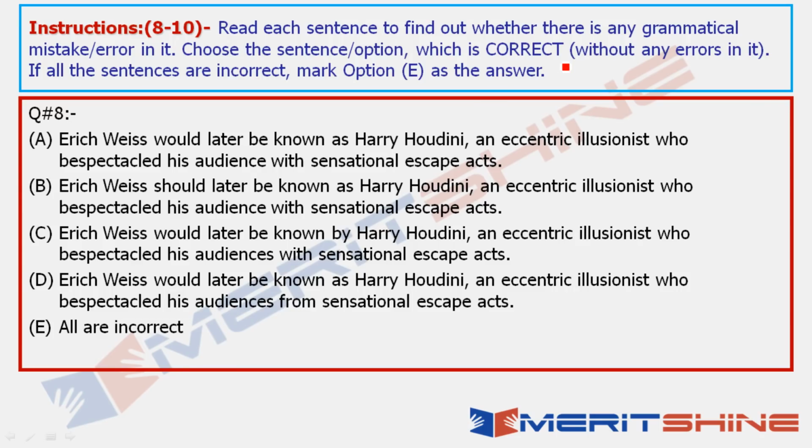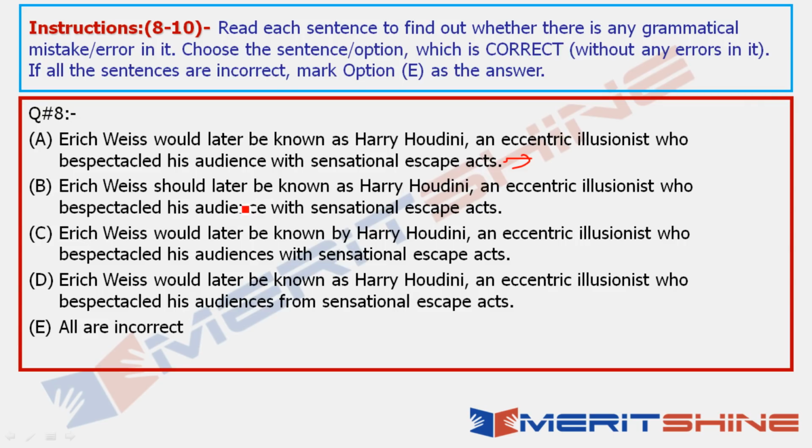So question number 8, let's look at it. Eric Weiss would later be known as Harry Houdini, an eccentric illusionist who bespectacled his audience with sensational escape. So as of now in this sentence, I couldn't find anything wrong.